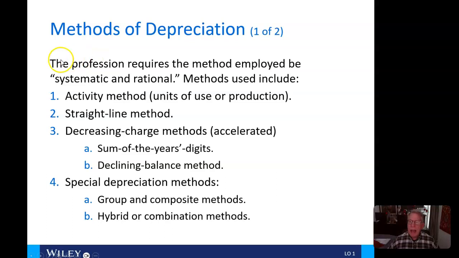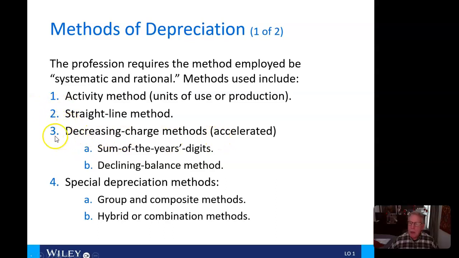Okay, we have several methods of depreciating assets in a systematic and rational method. The first one is an activity measure. This is units of production or use. The common one maybe would be machine hours, or in the case of a car, how many miles you drive. Straight line depreciation, we just take the depreciable base and divide it by the useful life, and we're done. That's what we depreciate every period.